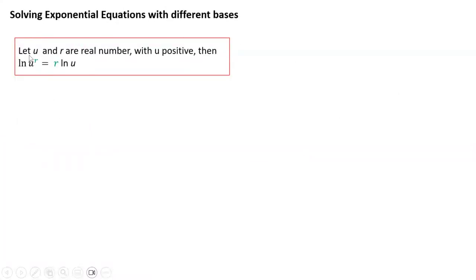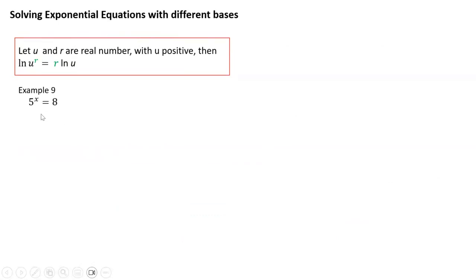Now, this is a rule again. If u and r are real numbers, with u being positive, then the ln of u to the r equals r ln of u. Remember, this is the third rule of the properties that I showed earlier. The exponent goes to the front.